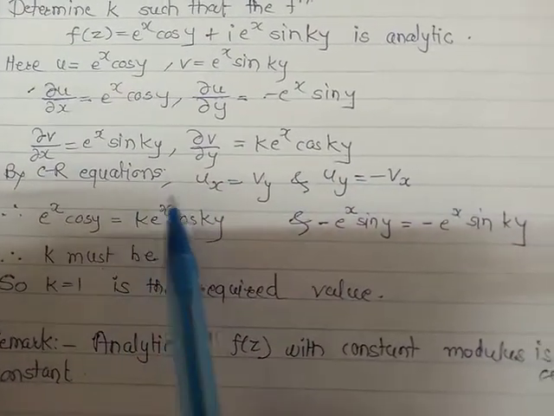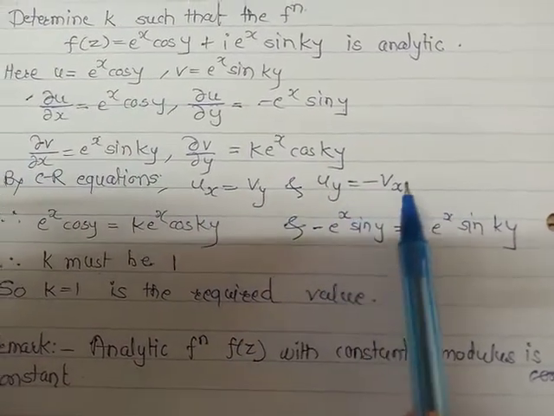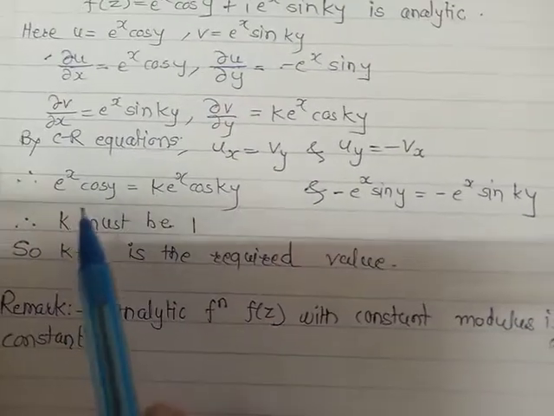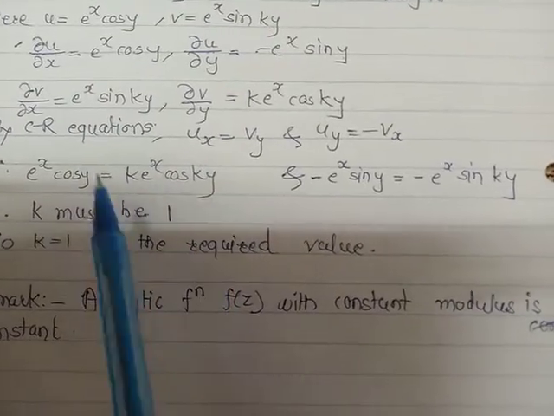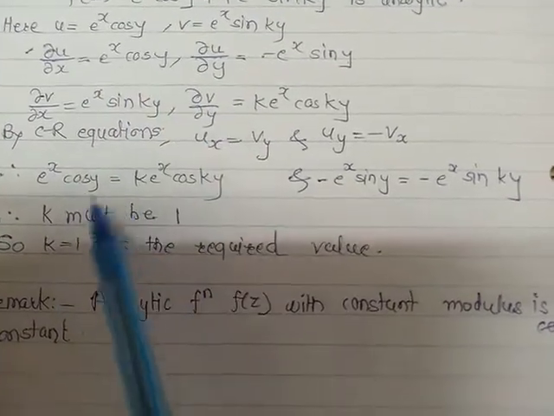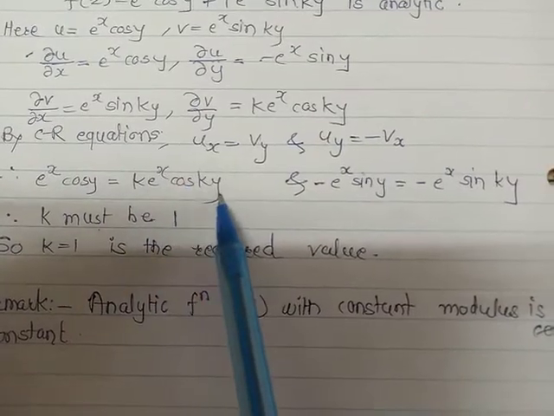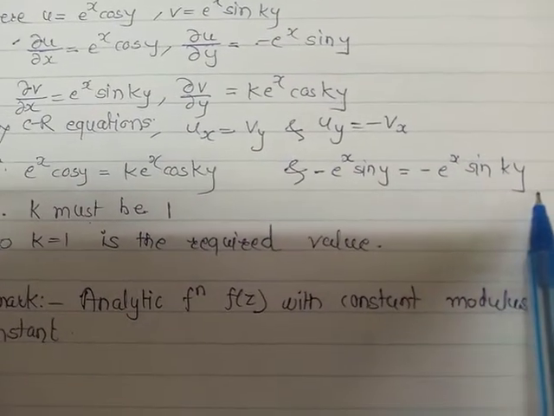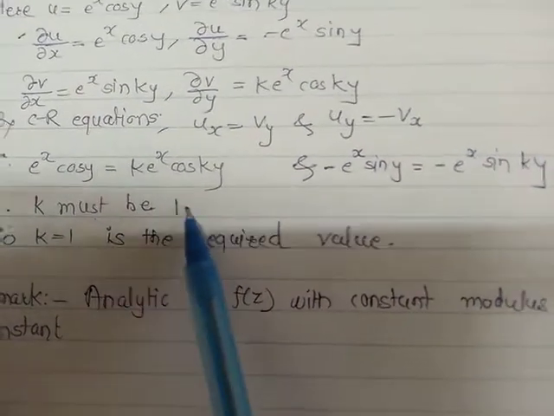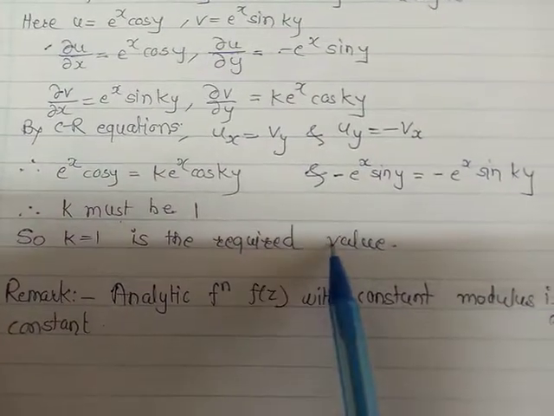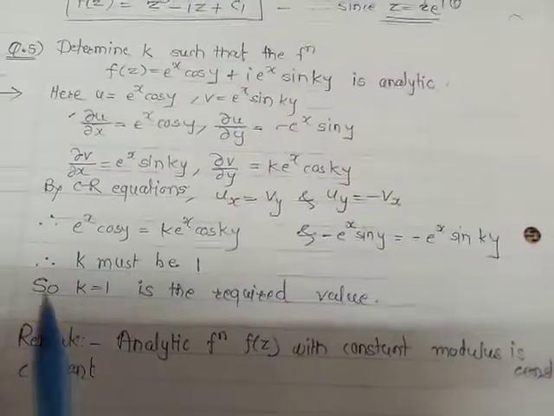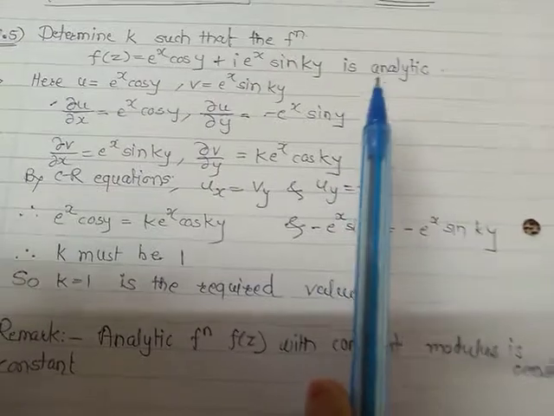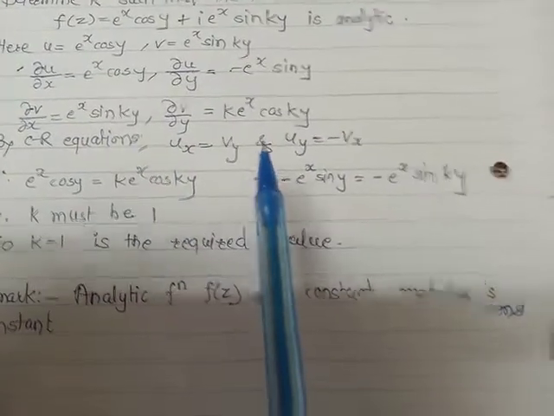Now by CR equations we know ux is vy and uy is minus vx, where x and y suffix denote partial derivatives. Now if we equate these, from the derivatives we get e raised to x cos y is k e raised to x cos ky, and minus e raised to x sin y is minus e raised to x sin ky. So easily one can observe that k must be 1. So k equal to 1 is the required value. So this is how we can find the unknown when the given function is an analytic function. We can use CR equations.